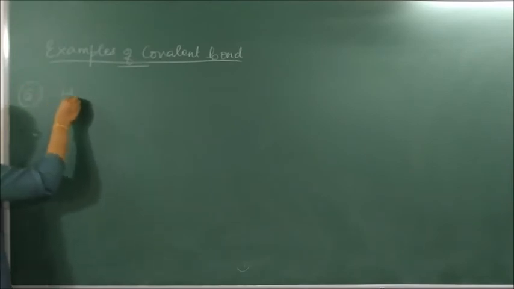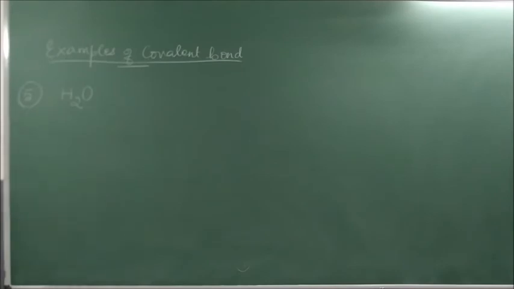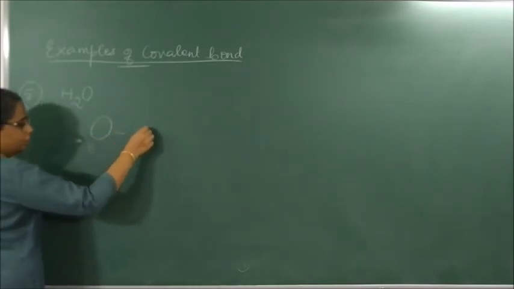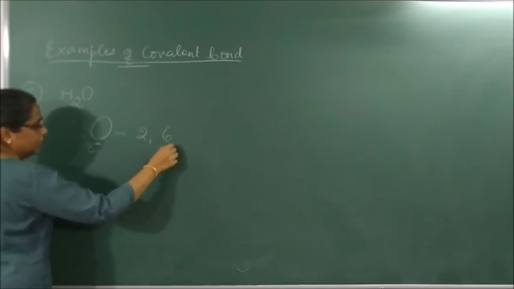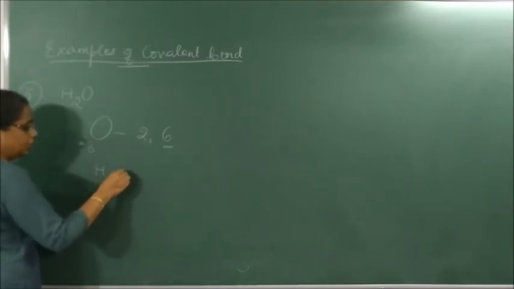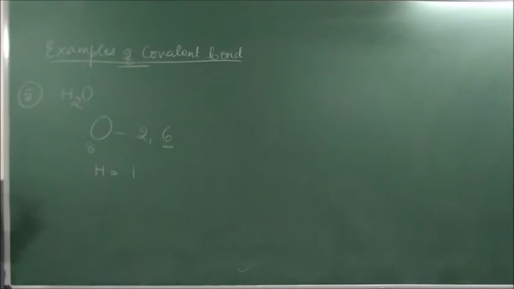Show bonding in H2O. So I'll give you a hint: oxygen is 8, that is 2, 6. It requires how many more? 2 more. But hydrogen can only share 1. So at every place 1 electron hydrogen will share. Hydrogen cannot get 2 electrons because it requires only 1. So how many hydrogen are we requiring? 2 hydrogen.